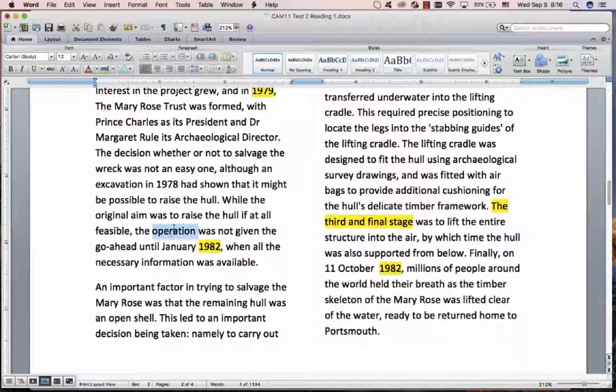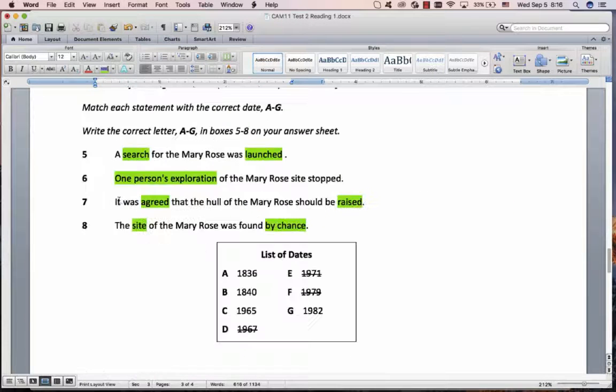This operation is referring back to raise the hull. Remember, in 78 they showed that it might be possible, but in 82 it was given the go-ahead to raise the hull. So that looks pretty good, it was agreed. So there was nothing really confusing. If you went through them all, you could find them one by one, and there weren't any that could have been double. So 1836, the site was found by chance.